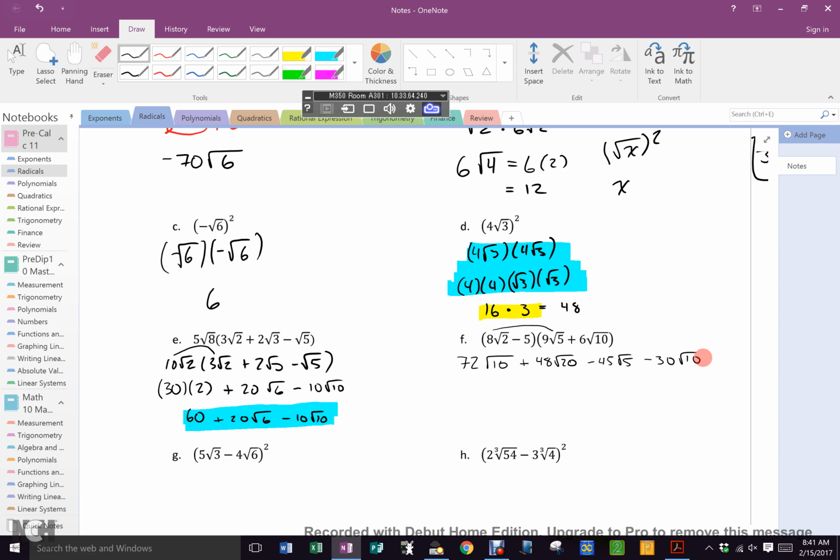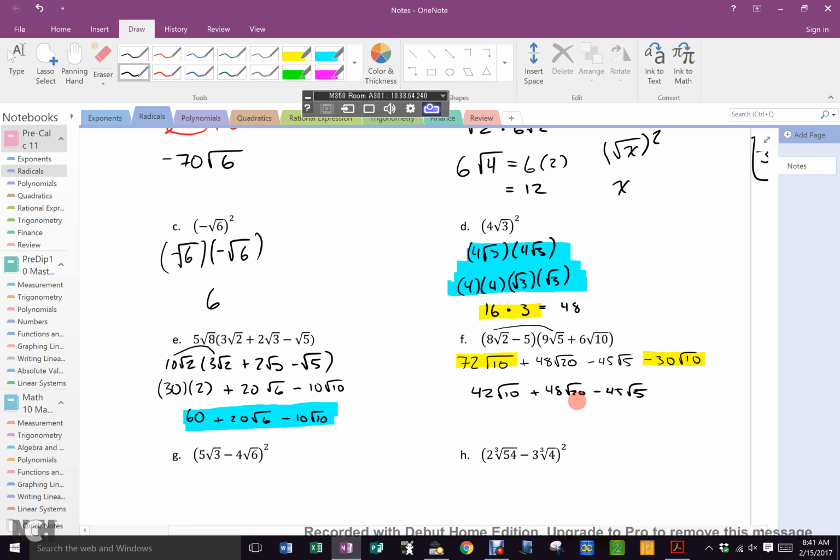I'm going to collect my like terms. And I see that there's a root 10 and a root 10. Right? So I'm going to go ahead and collect them to get 42 root 10 plus 48 root 20 minus 45 root 5. Now I look at that and I say to myself, self, 10 and 5 are done, aren't they? But 20 can simplify, can't it?